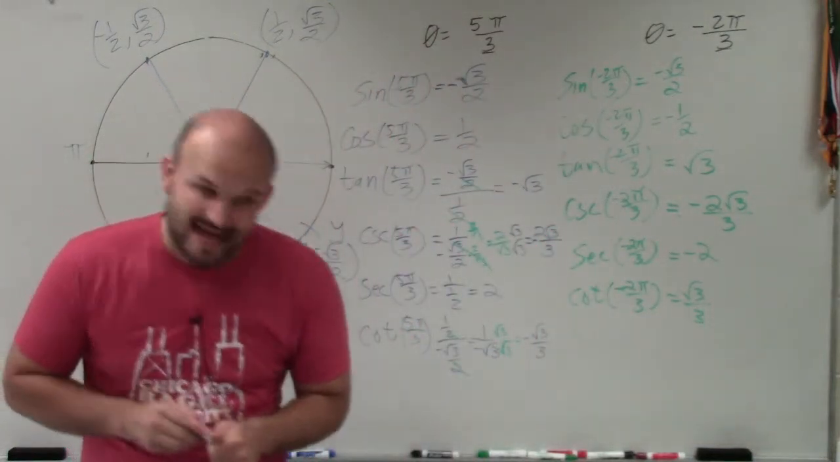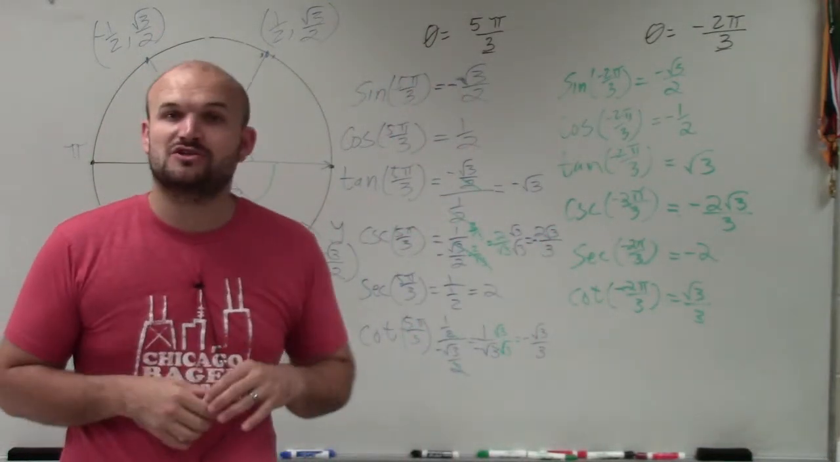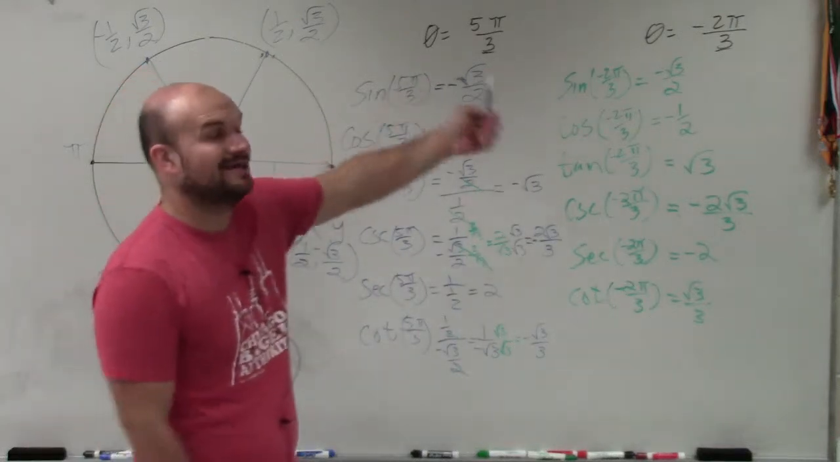So there you go, ladies and gentlemen. That is how you evaluate your 6 trigonometric functions for an angle when your denominator is 3.